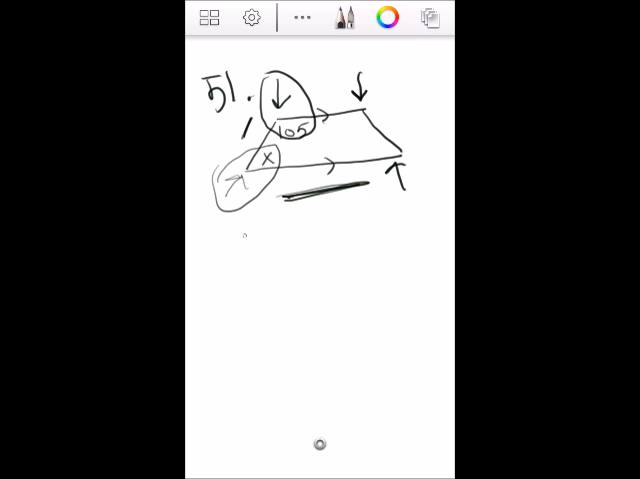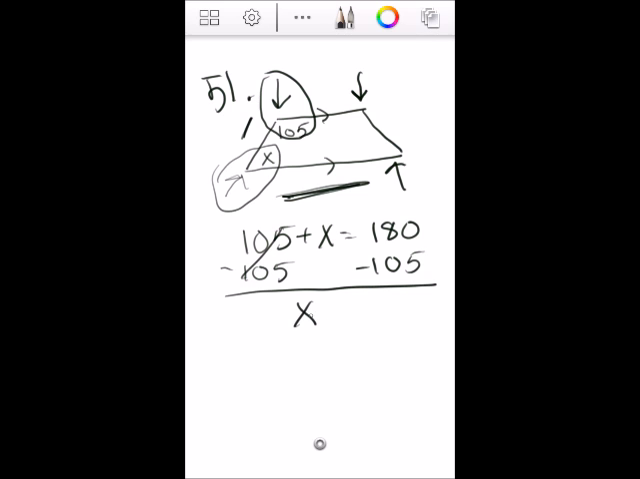So that means that this 105 and this x have to add up to equal that big old 180 that we keep using over and over. So if we subtract 105 from both sides, we'll cancel out here and we get x equals 75, and that is the answer choice B.